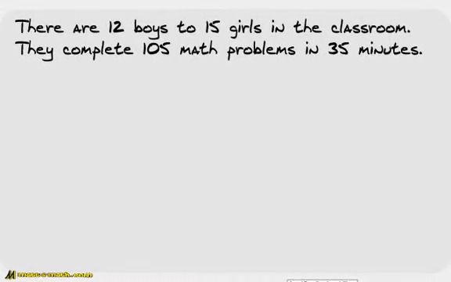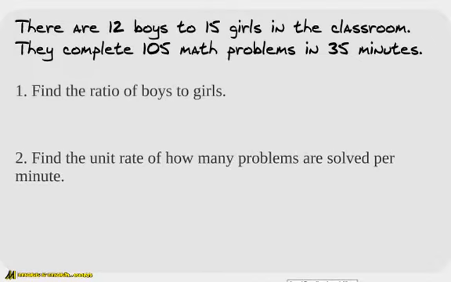There are 12 boys and 15 girls in the classroom. They complete 105 math problems in 35 minutes. Find the ratio of boys to girls. Now, I'll give you a hint there. Don't forget when you're doing the ratio, boys is going to be on the left side, girls will be on the right side. And you are going to simplify it like you would simplify a fraction, okay?